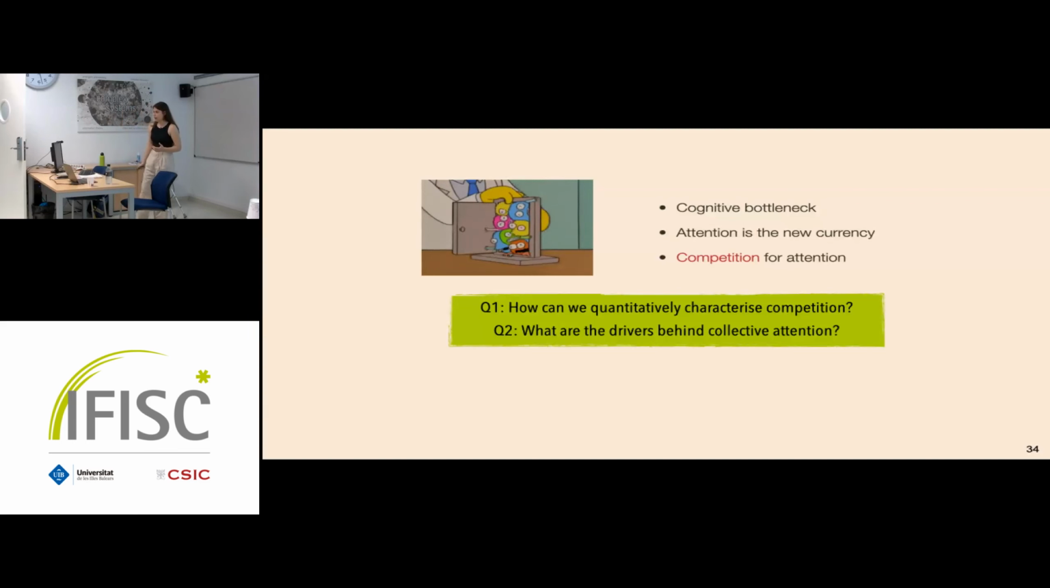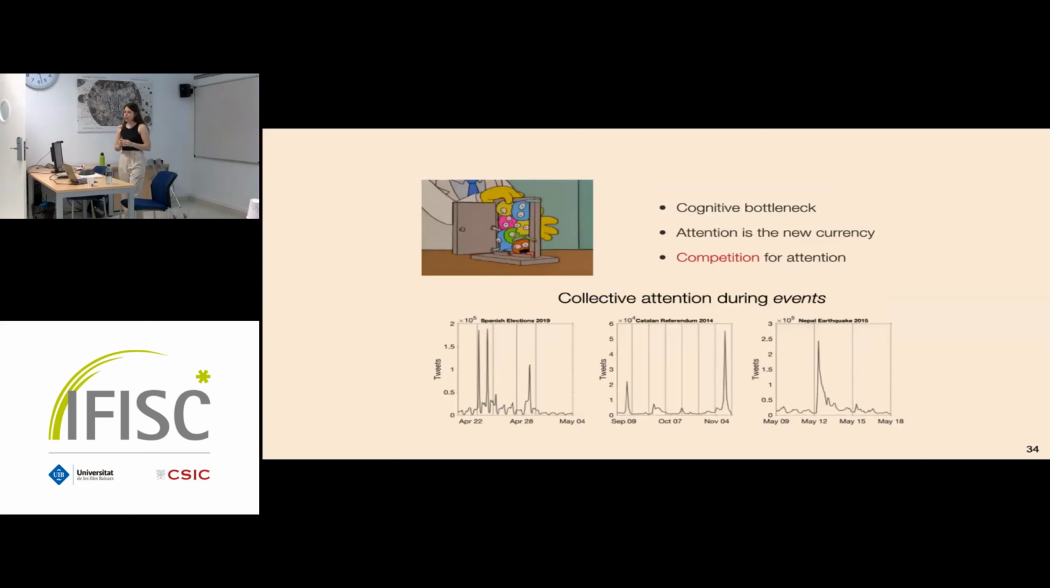So we wanted to characterize this competition and try to infer what is the driver behind this collective attention. The case study that we are going to use is our Twitter datasets that revolve around an event, in the sense that we have a Twitter feed, and suddenly one event appears. For example, the Spanish election, the Catalan referendum, or a natural disaster like the Nepal earthquake.